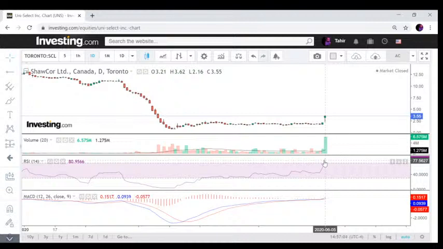So SCL is not a good buy for me on Monday, given its downward trend. If it is still getting its upward trend, then you can enter, but it will be risky. So you need to enter and then watch closely.